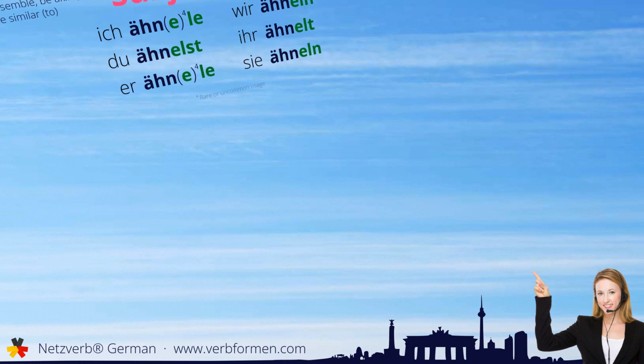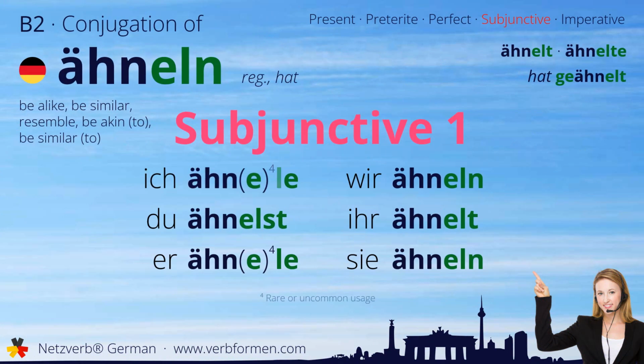Next up is the subjunctive one. Ich ähnle. Du ähnelst. Er ähnle. Wir ähneln. Ihr ähnelt. Sie ähneln.